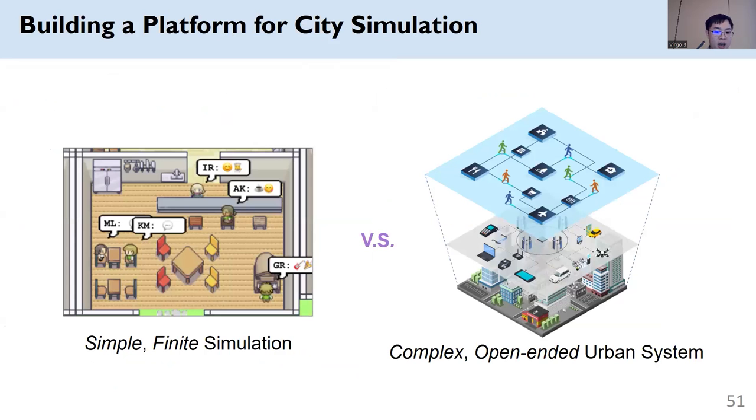In the last part of my presentation, I want to briefly introduce the platform we are building for city simulations. The left figure shows the virtual town used in the generative agents. I think it's still a simple and quite finite space compared to the real world system. If we can have a more complex, even open-ended urban system environment, then the complexity of the city simulation can go to another level.